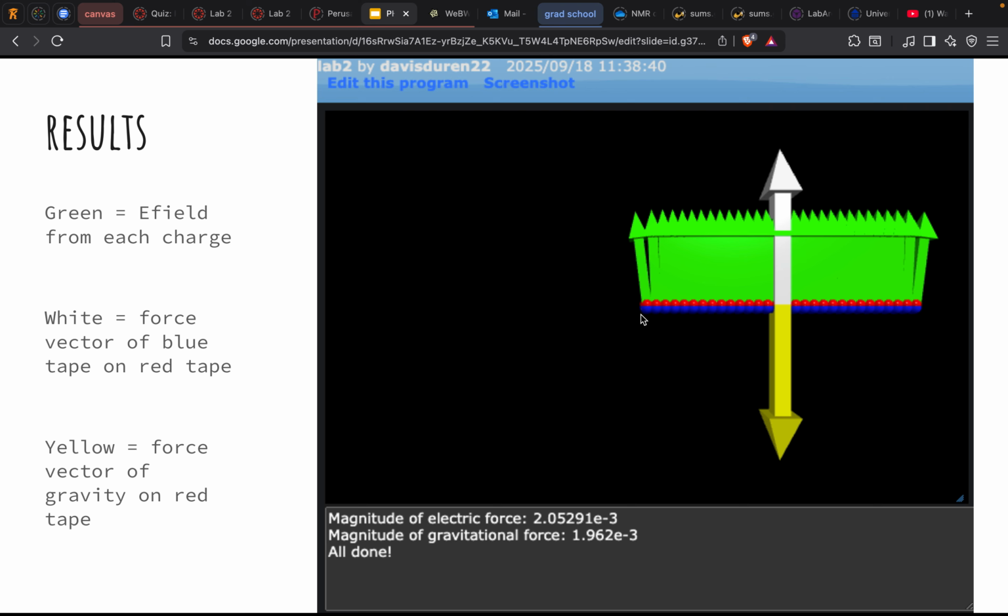The green arrows here represent the E-field from each dQ. As you will see, they add up and start to diverge because these E-field vectors coming from over here are now at an angle. The white is the force vector of the blue tape on the red tape, and the yellow is the force vector of gravity on the red tape. It makes sense that these would be equal. As we see here, the electric force and gravitational force come out to just about the same, within some error.